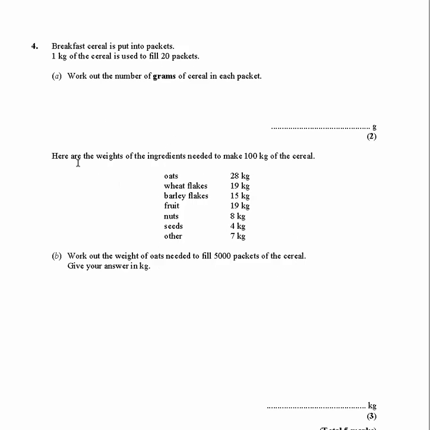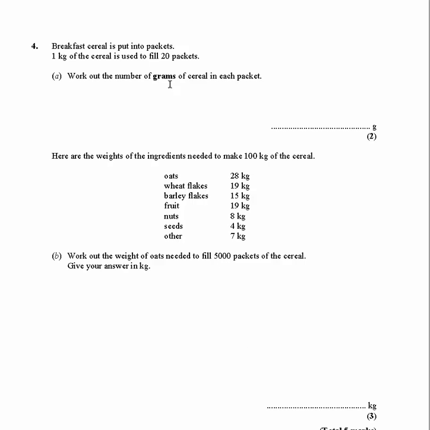And then down here we've got the weights of ingredients needed to make 100 kilograms of the cereal, and then work out the weight of oats needed to fill 5,000 packets of the cereal. So if I'm looking at this question, first of all, I think that this might be connected to this, but there's two bits to it really. We've got to find out some weight here. What's this going to weigh? Well, we know that 20 packets weigh 1 kilogram. So every 20 packets weighs a kilogram, and you've got 5,000.